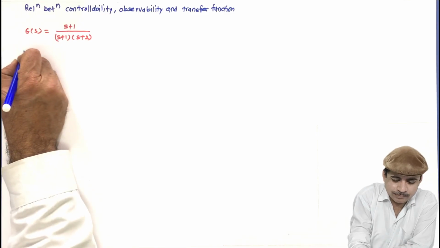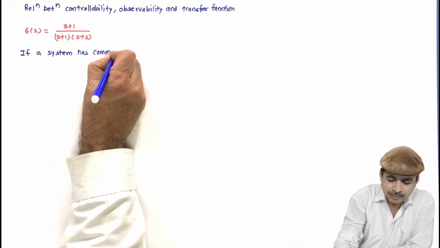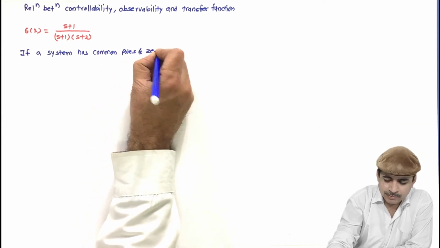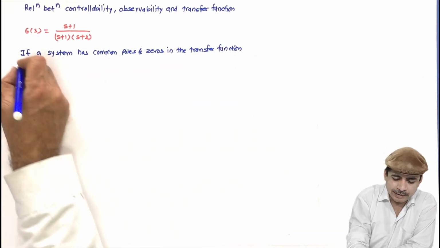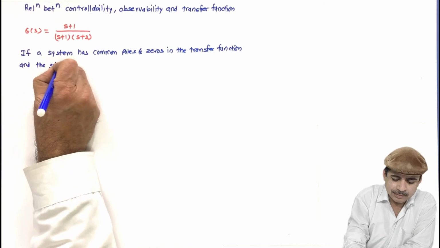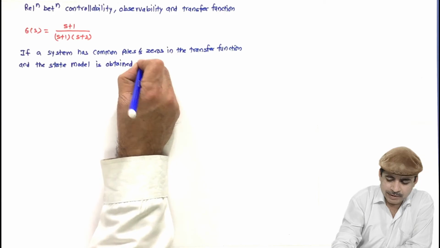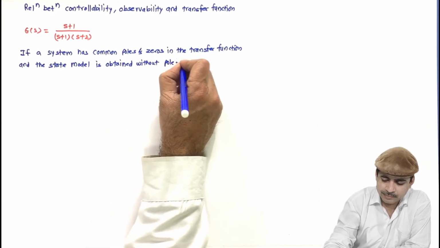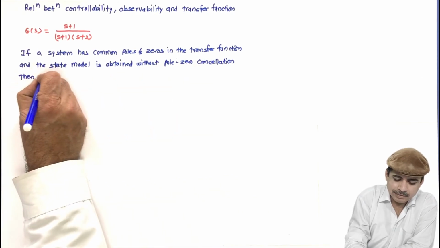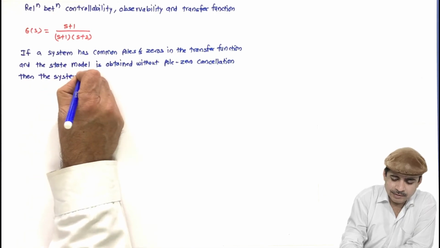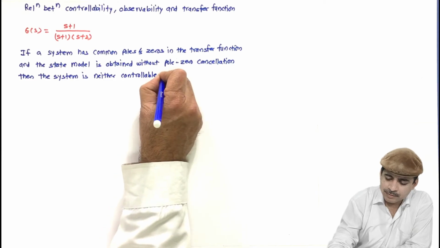So I will add to it, if a system has common poles and zeros in the transfer function, and the state model is obtained without pole zero cancellation, then the system is neither controllable nor observable.